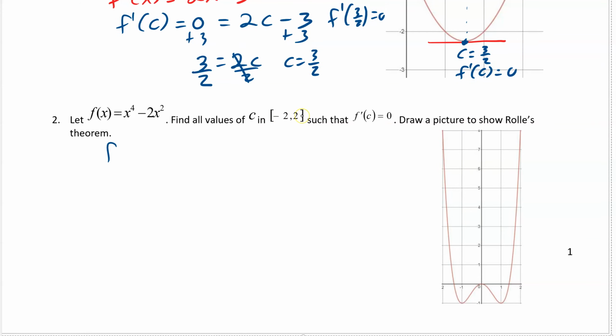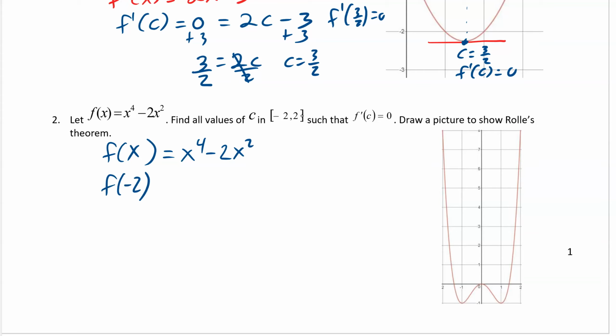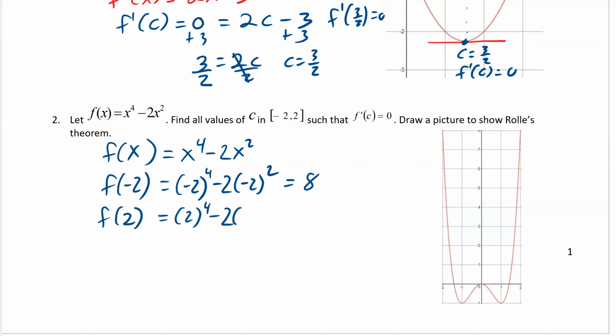So if I plug in -2, sorry, I should have written the function first, x. So if I plug in -2 into this function, we get 8. And so now if I plug in 2, we get 8. So you can see that part C is already met.